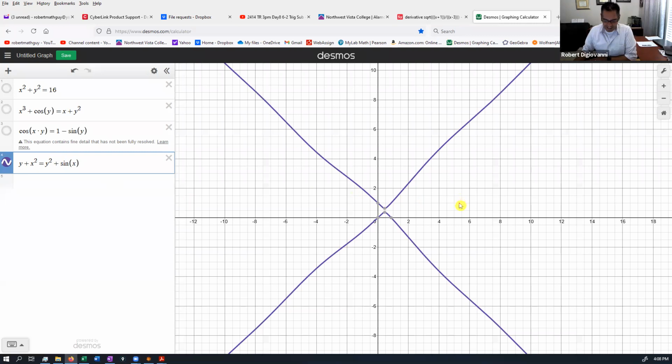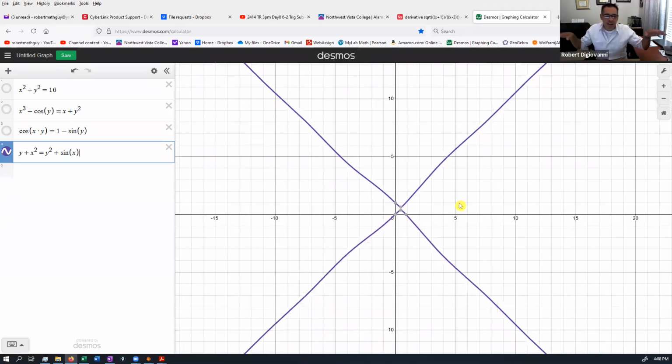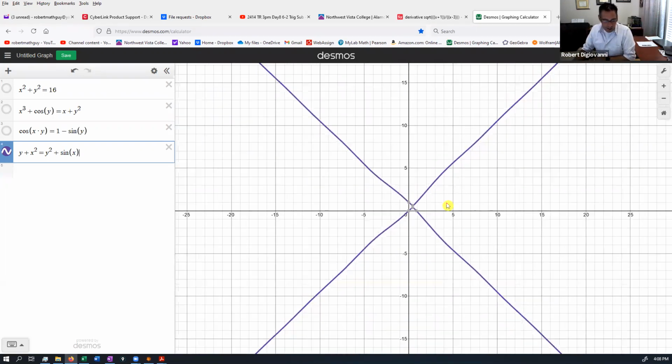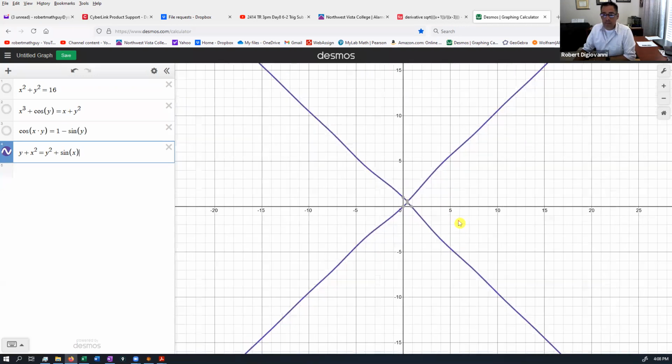Oh, that's cool. It's like a crazy X, right? It's just kind of a free-going X, right? It's just kind of wobbly. That's the graph of that curve, okay?